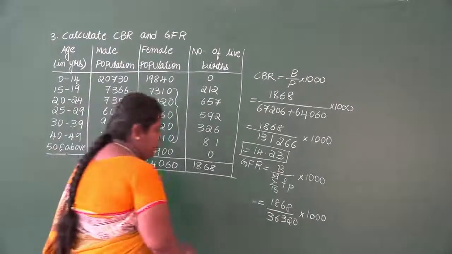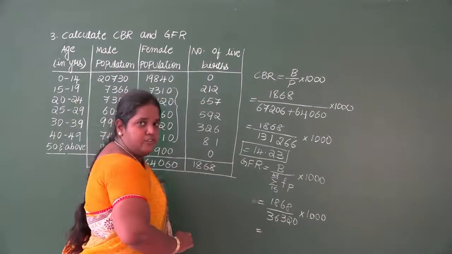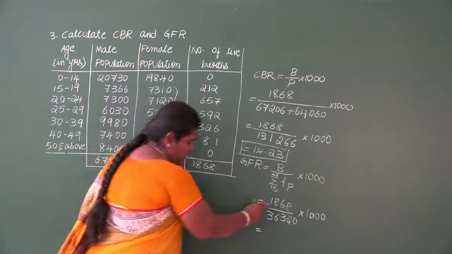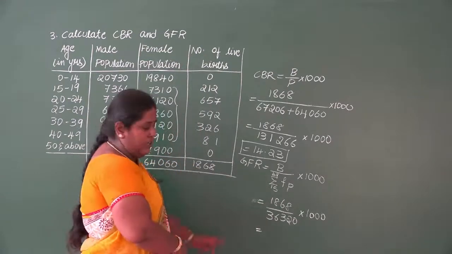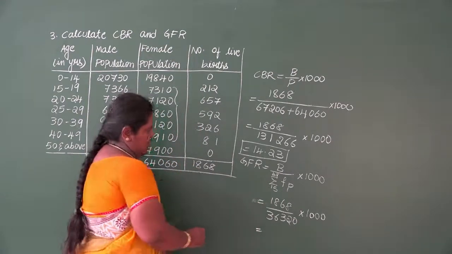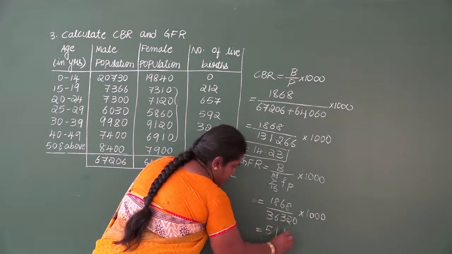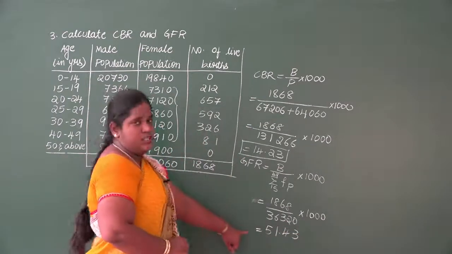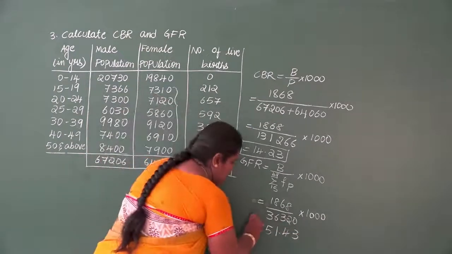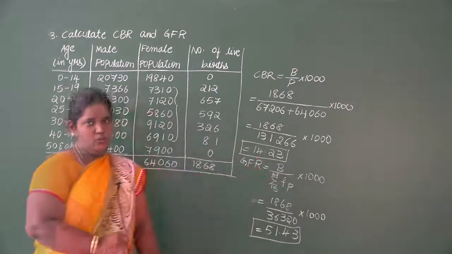So I have added here the female population from 15 up to 49 itself. You cannot take more than that. So you are calculating GFR only for the childbearing age. So simplify now, 1868 divided by 36,320 into 1000, you'll get it as 51.43. So the GFR value is 51.43 and the CBR value is 14.23.